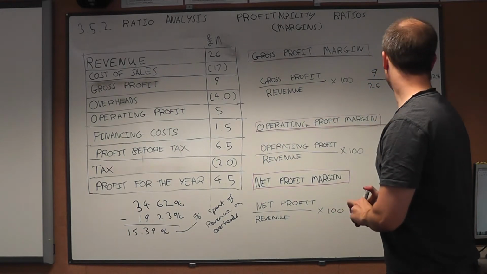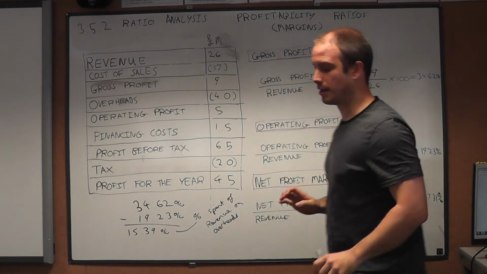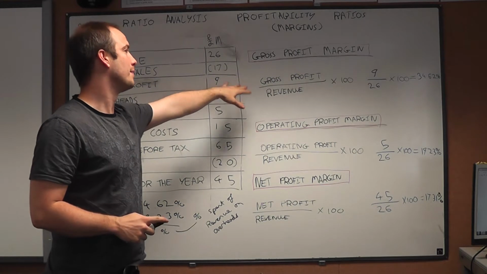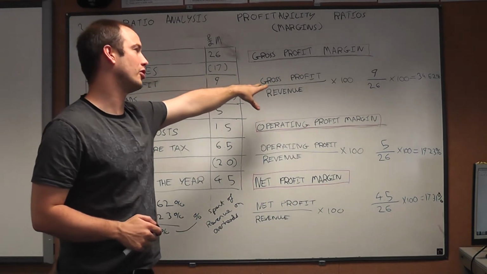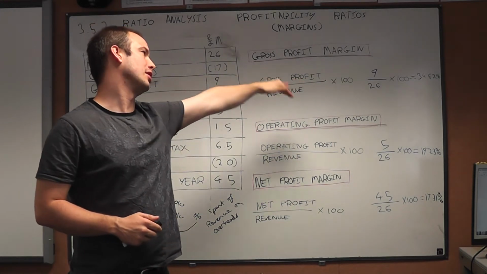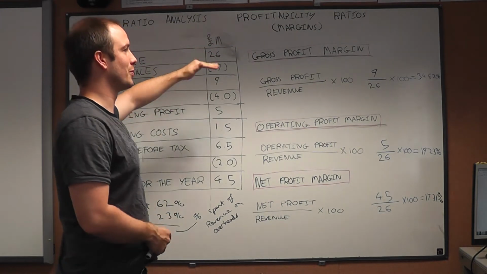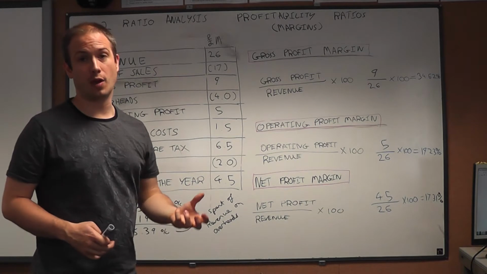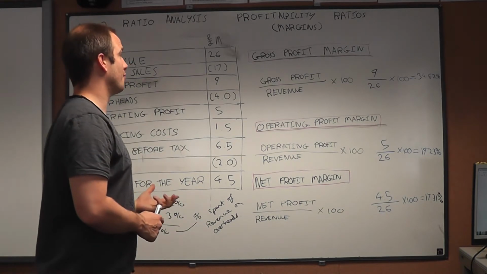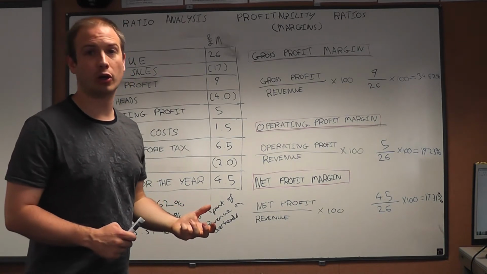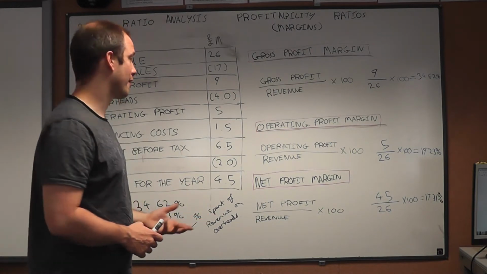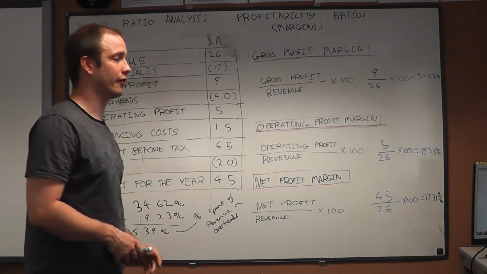I can tell you that for this business, certainly the majority of their costs do seem to be going out on cost of sales. So you could flip this gross profit margin. Take your revenue as 100%, take away 34.62, and that would give you how much of the revenue is being spent on cost of sales as a percentage of revenue. So that can be really useful for managers.